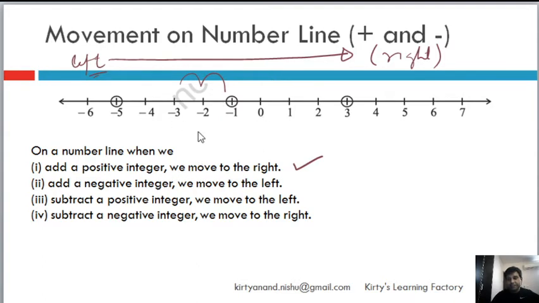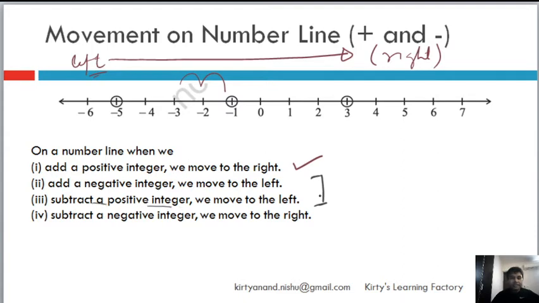The value decreases. Therefore what happens? We will move left, correct? So these two cases that you see here are the same things. When you add a positive integer, for example +1, it will move right. So when you add a negative integer, it will move left. Very simple. Adding a negative integer is equivalent to subtracting a positive integer, right?